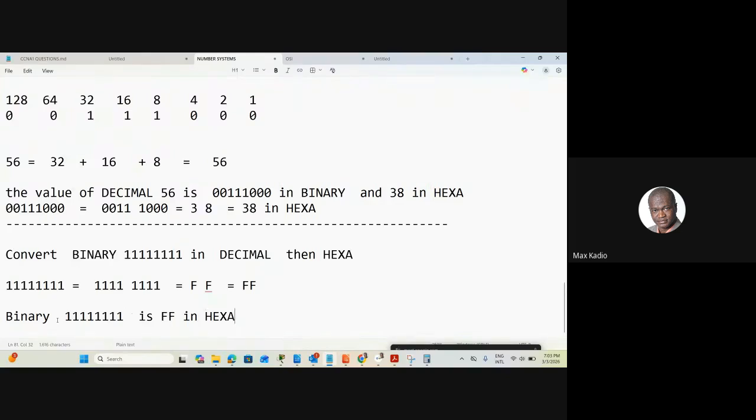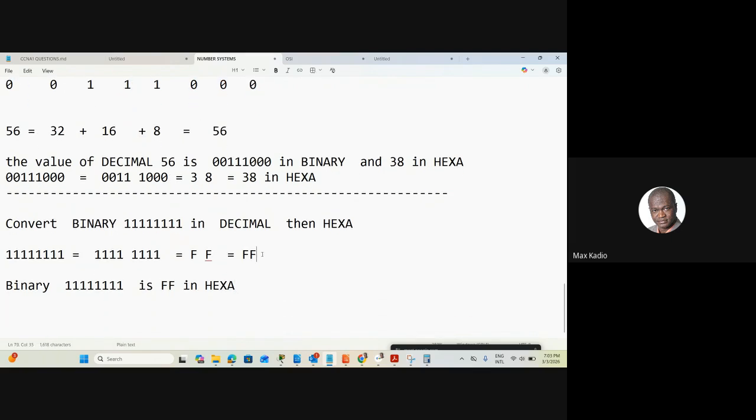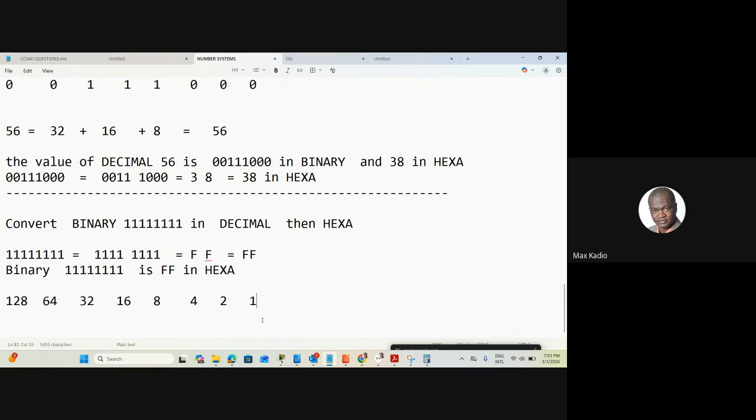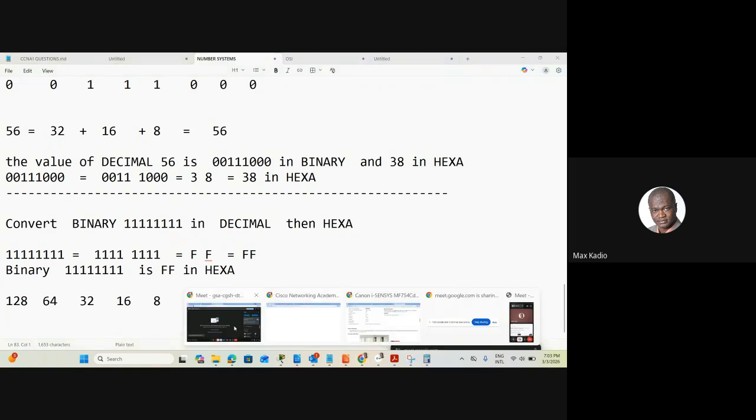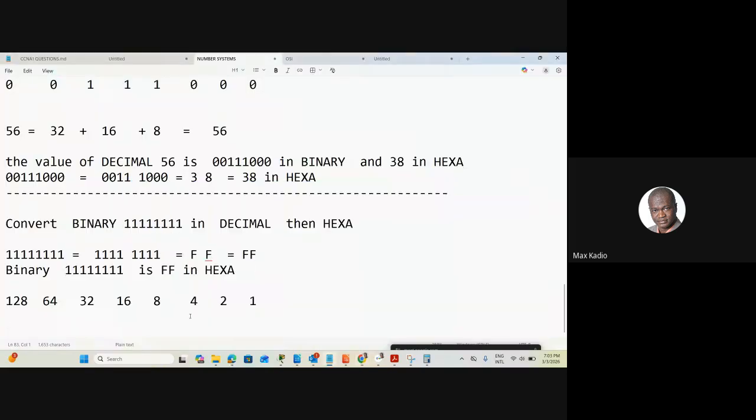Now, binary to decimal, then you take again your table. I'm going to put it like that. And here, you take your table. So we say all ones. So you put 1 here.